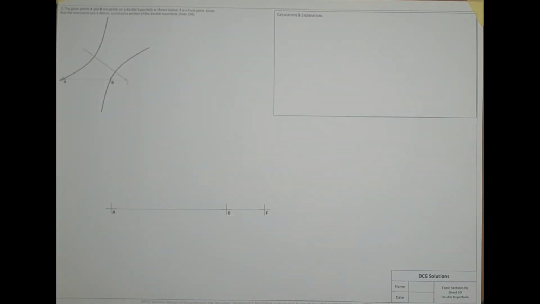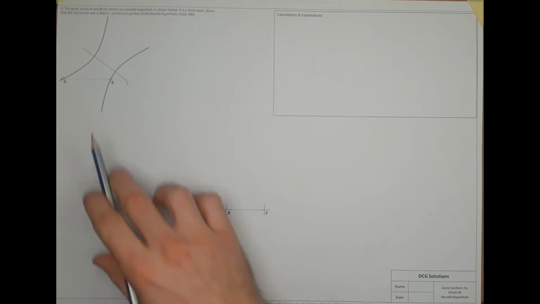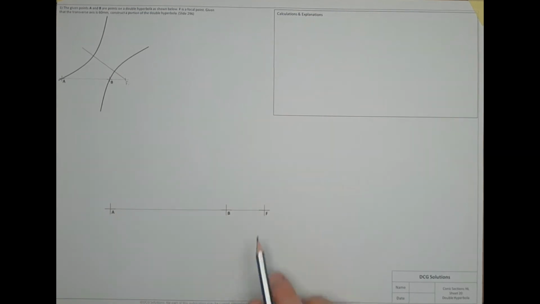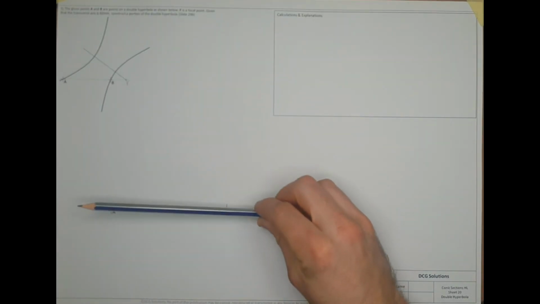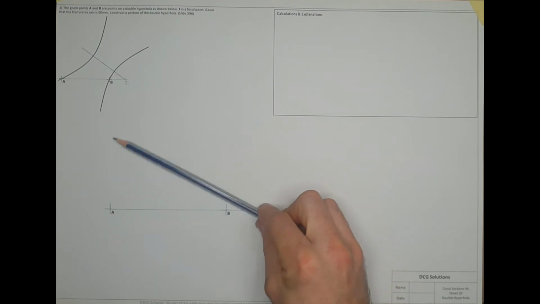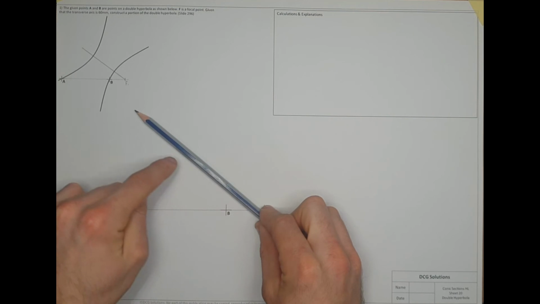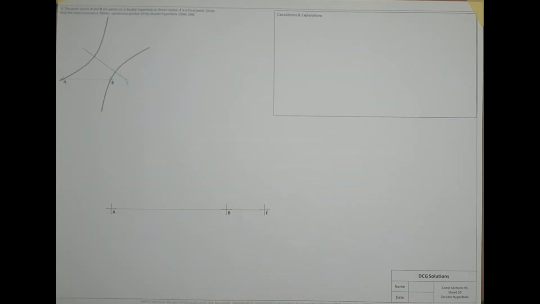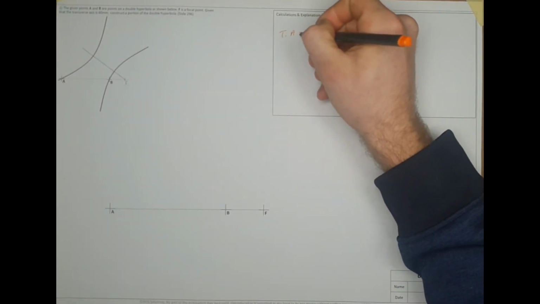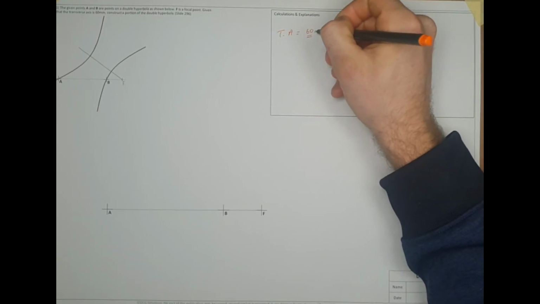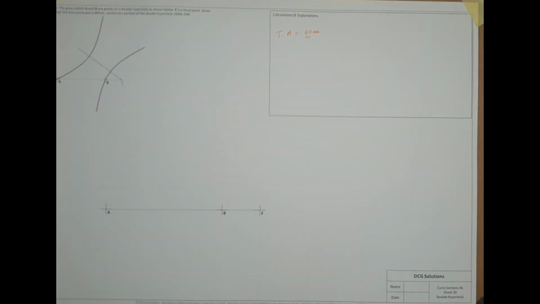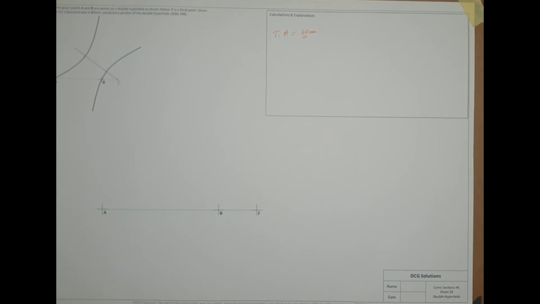That's what's given. The given points A and B are points on a double hyperbola as shown below. So A is on one branch, B is on the other, and we have our focal point out here. This time, for the first time, this is not the axis. The axis is up here at an angle. So we have one focal, we'll have a vertex, and a second focal. Given that the transverse axis is 60. So transverse axis equals 60. And if you feel like it, just drop down distance from vertex to vertex. Construct a portion of the double hyperbola.